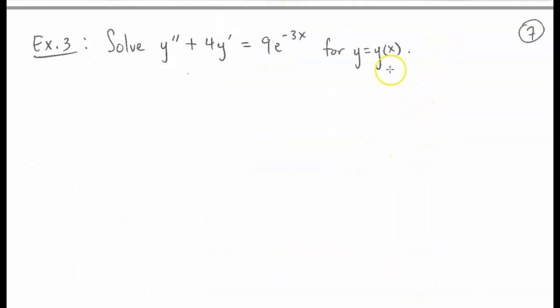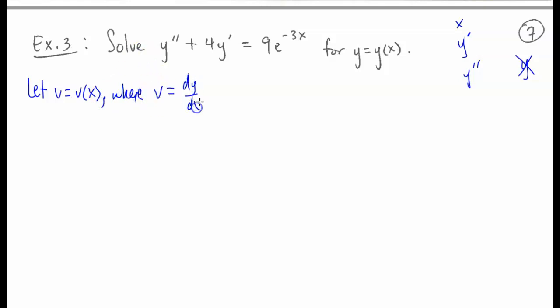So for our next example here, if we look at our terms, again, we see that we only have y prime, y double prime, and x here. So we see nothing that explicitly shows y. So we know here that we can let v be a function of x, okay? And we're also going to say where v is equal to dy over dx, or y prime, okay?